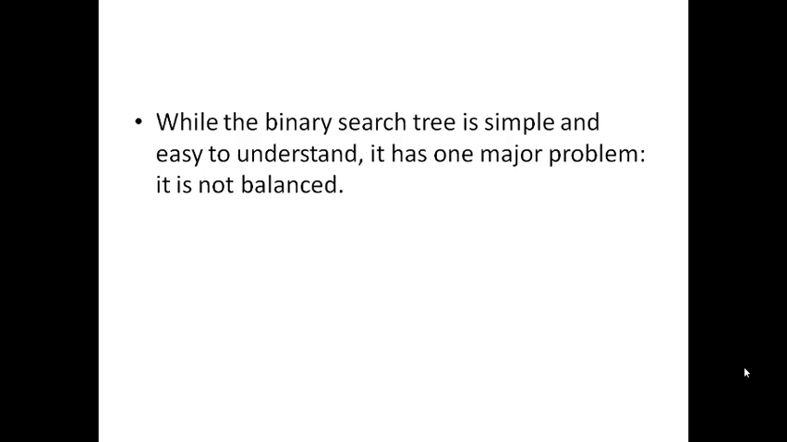An AVL search tree is basically a binary search tree, which means that it has to fulfill the requirement of the binary search tree, which is all the nodes in the left subtree must be less than the root value, and all the nodes in the right subtree must be greater than the root value. So an AVL tree must also meet this basic requirement.